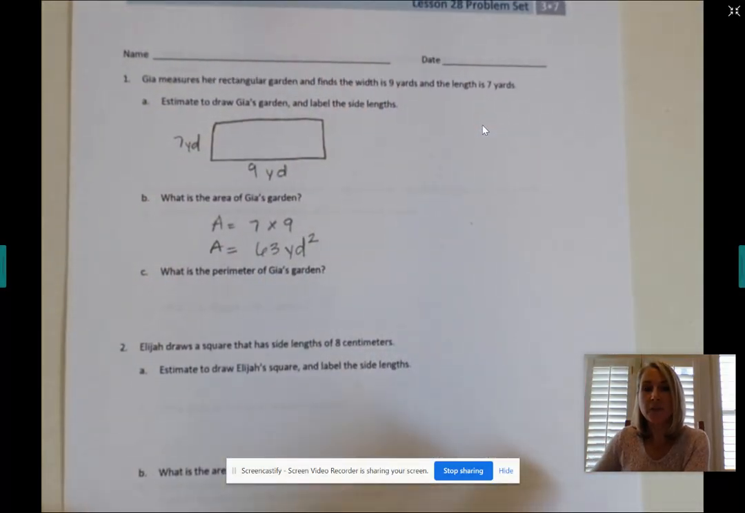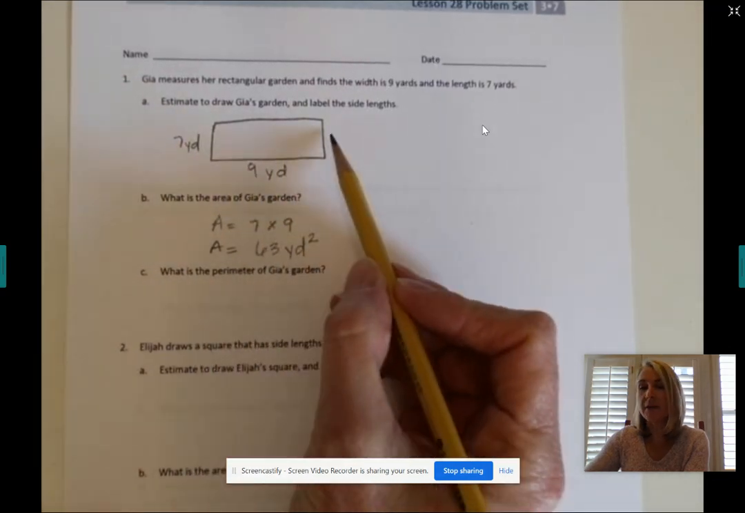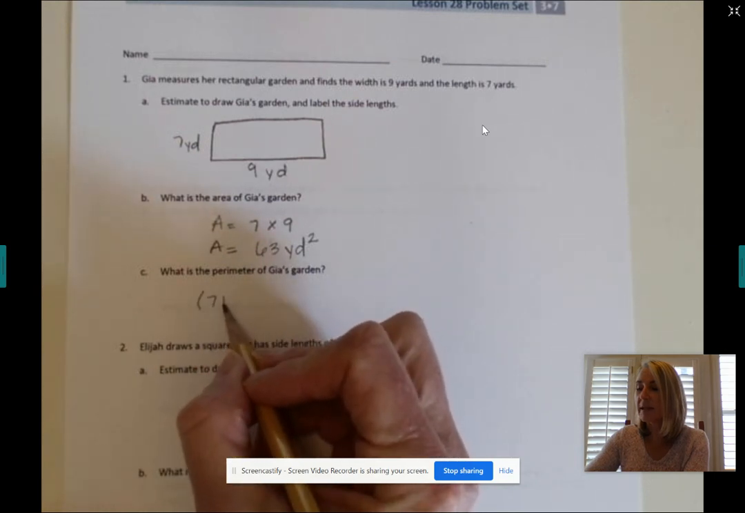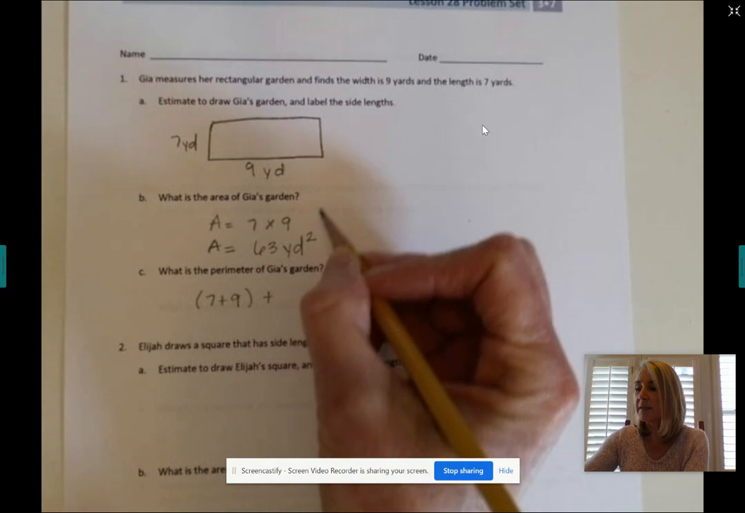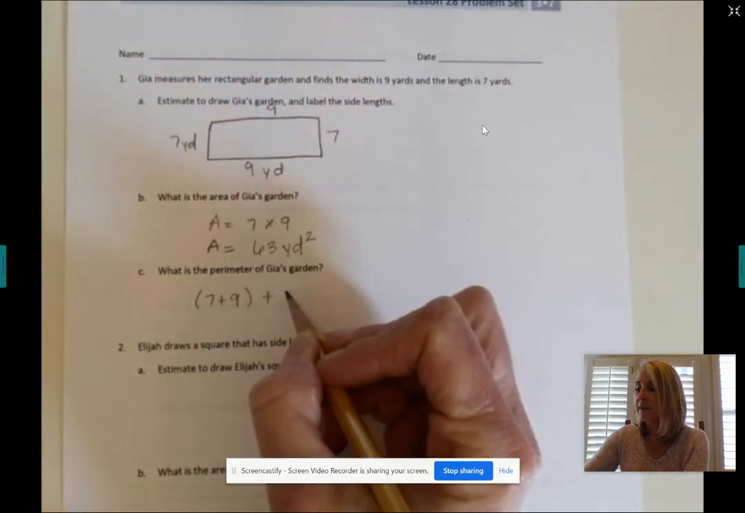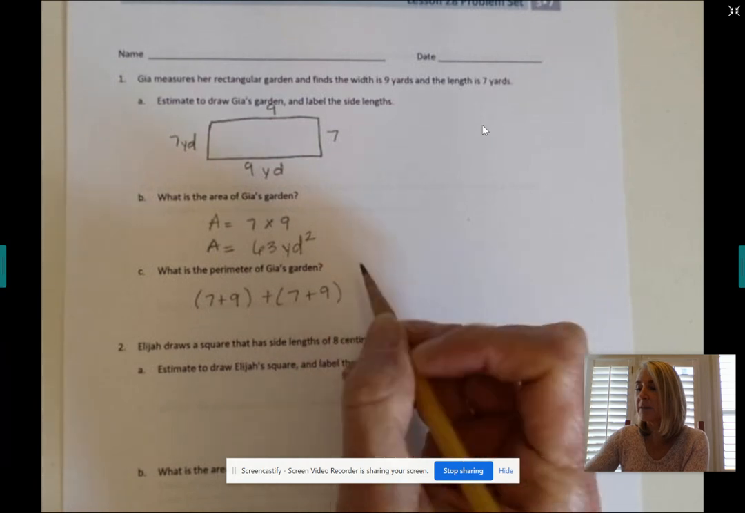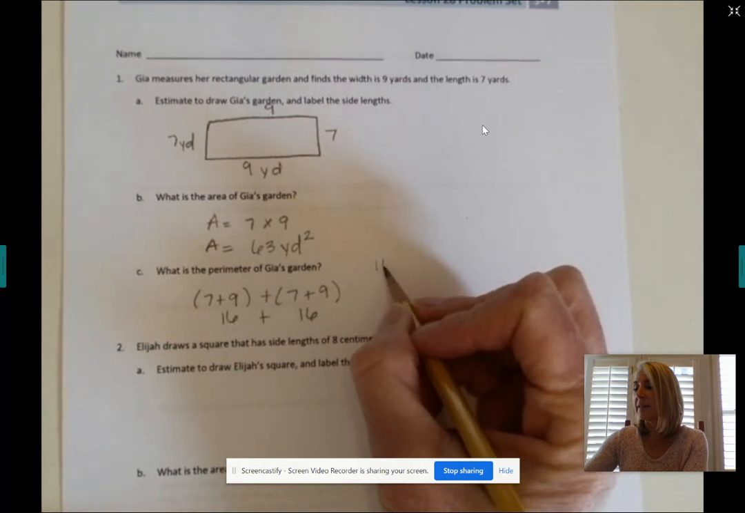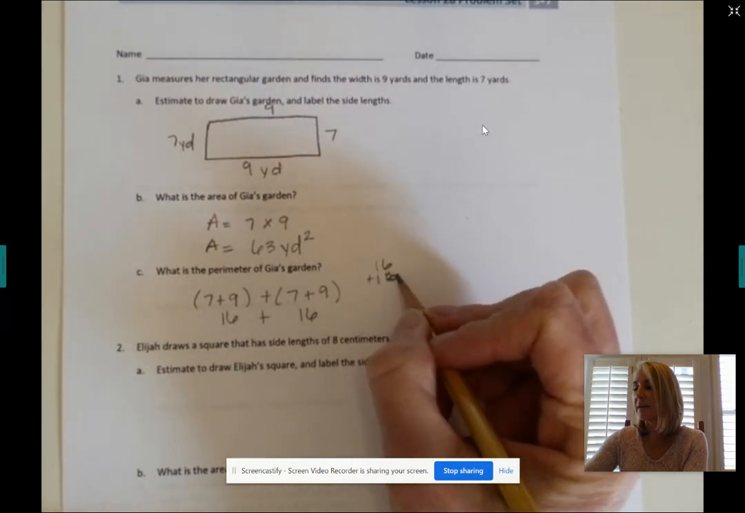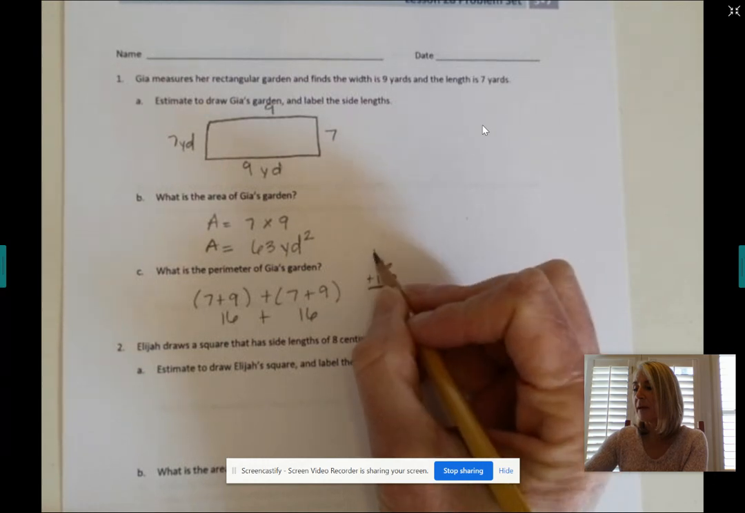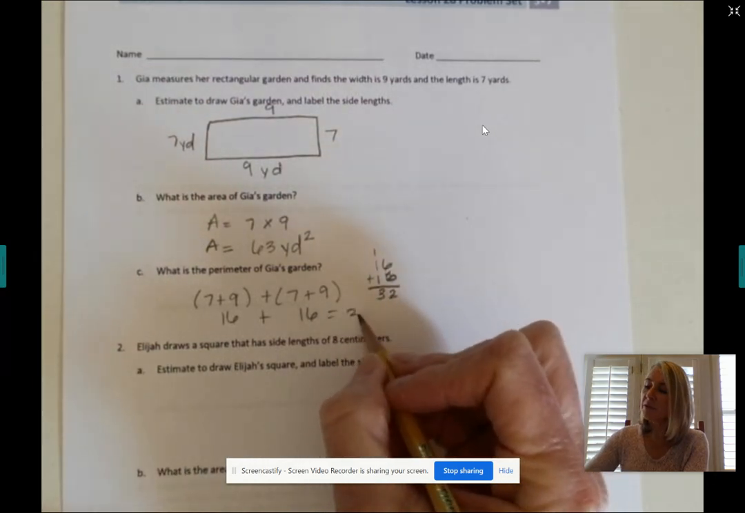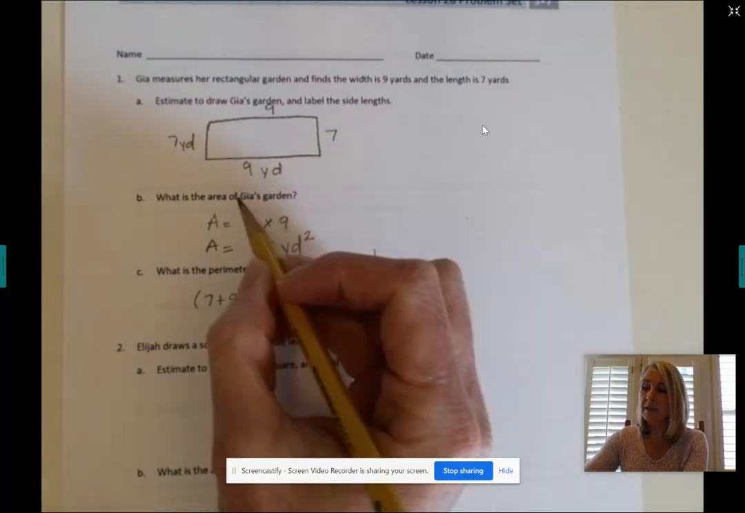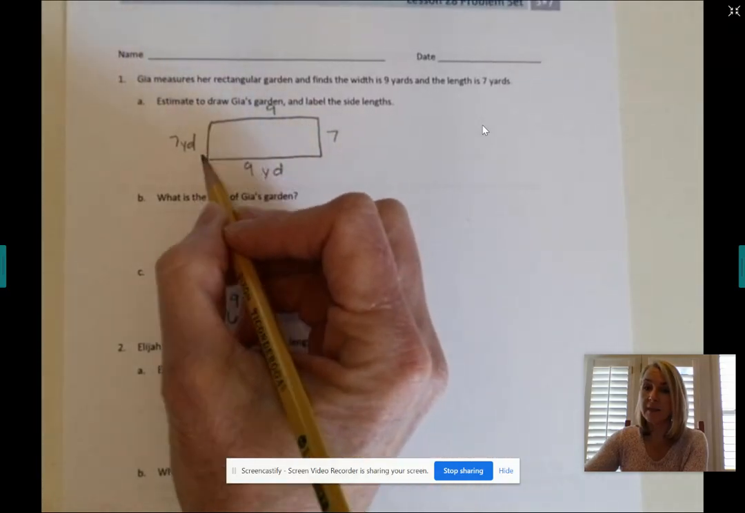What is the perimeter of Gia's garden? Now, the perimeter is the boundary, right? So if I'm looking at Gia's garden, I can see she has two sides that are a 7 and a 9, plus another 7 and 9 if I work my way around, and I get 16 plus 16. If I stack to add them, just to be accurate, whoops, got to write down the right number, I get 32. So I have 32 yards, right? And these ones are not square units because we're just working around this line.